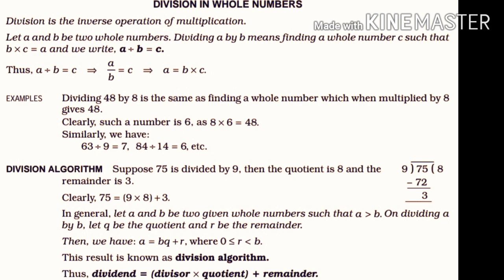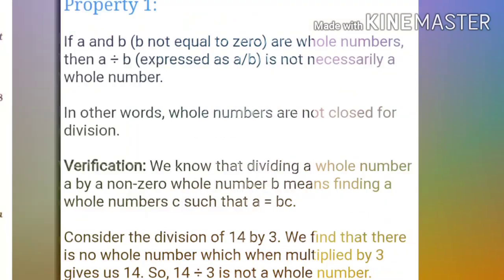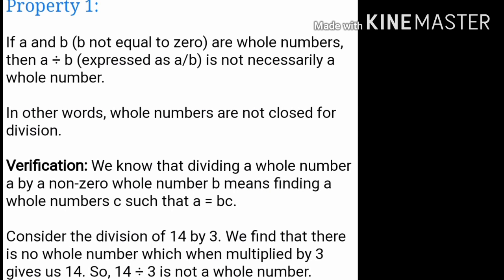I hope you have learned this in junior classes also, right? But you have to remember one thing always, that the remainder should lie between 0 and the divisor. That is, A is equal to BQ plus R, where R is greater than or equal to 0 but always less than B. Okay. Now property 1. If A and B, where B is not equal to 0, are whole numbers, then A divided by B is not always a whole number. In other words, whole numbers are not closed for division.